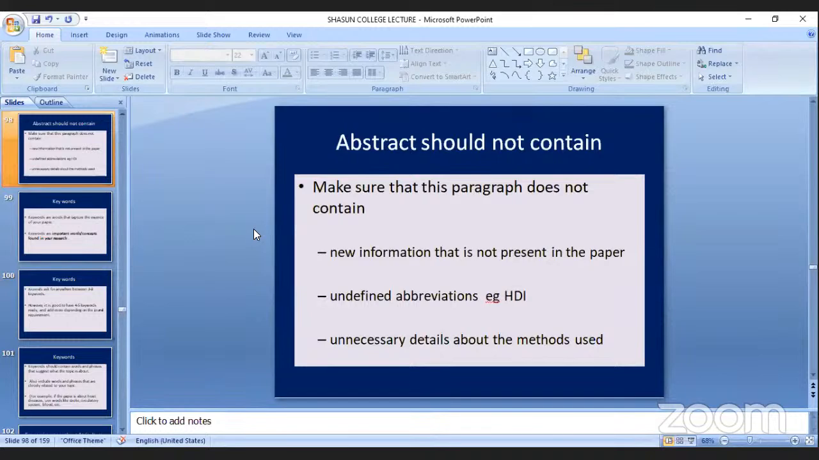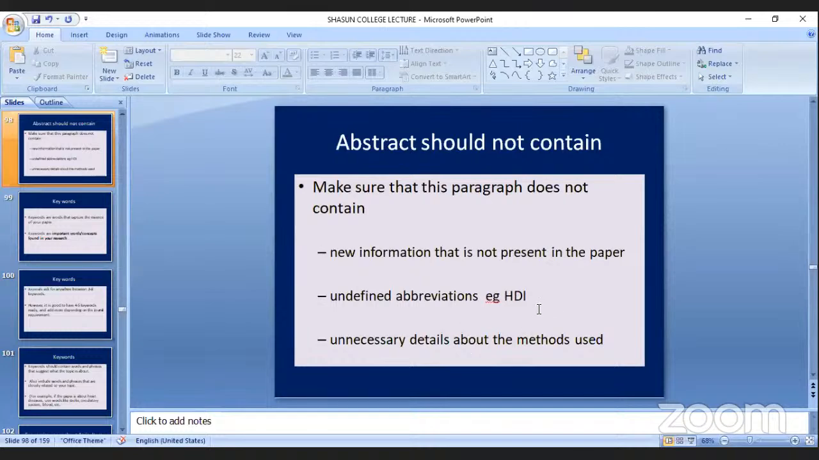Then undefined abbreviations. If you're giving an abbreviation like HDI, you have to say what that is: Human Development Index. So don't give an undefined abbreviation in your abstract. Your abstract should define its abbreviations and all that. So when you give an abbreviation, you state what it is.